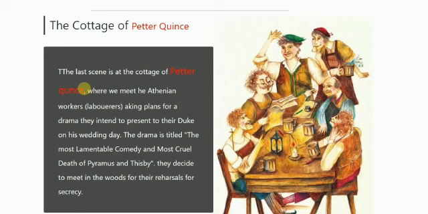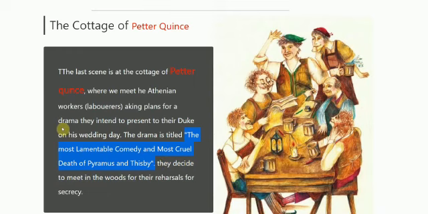So they meet at his place to take their different parts. The title of the play they want to act is The Most Lamentable Comedy and Most Cruel Death of Pyramus and Thisbe. After their discussion, they decide to meet the next day in the woods, so as to keep their drama a secret, and also in order not to be disturbed or disturb anybody. And this brings an end to the actions that take place in Act 1, Scenes 1 and 2.